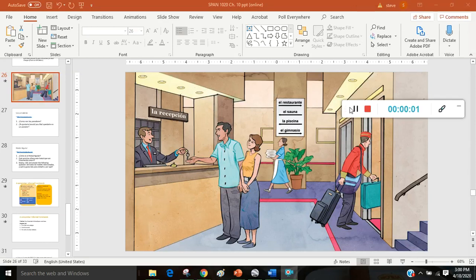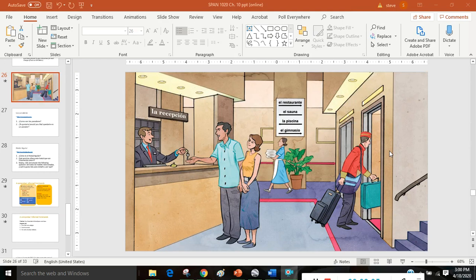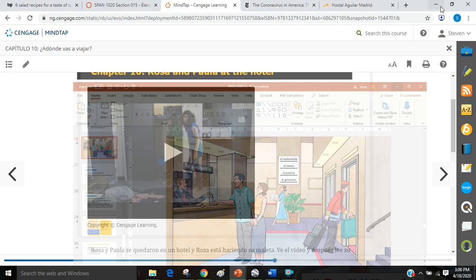Hola a todos. Today we're going to look at informal commands, and we'll also take a look at hotels. Before I do that, I'd like to introduce activity number 5.